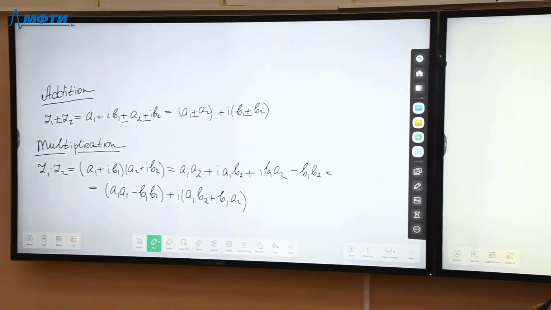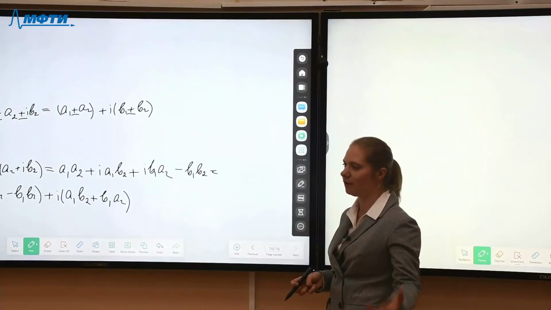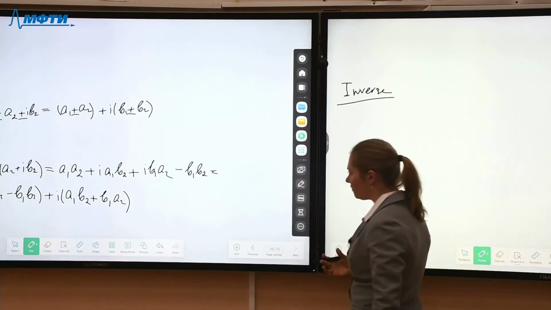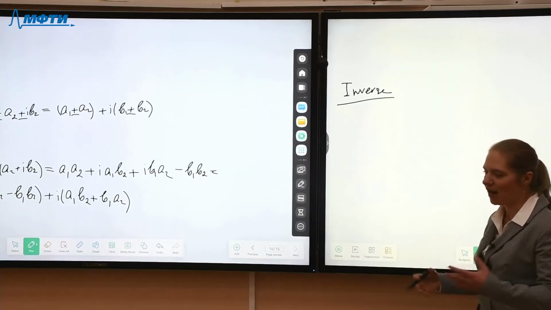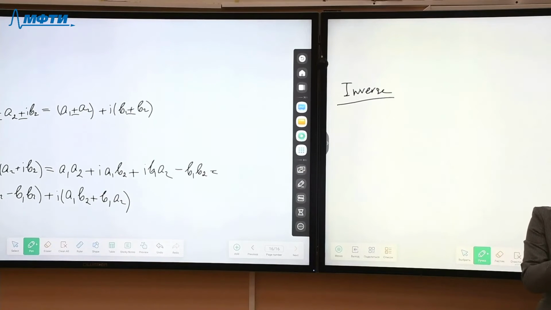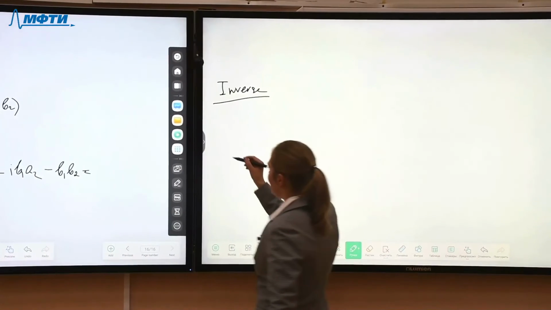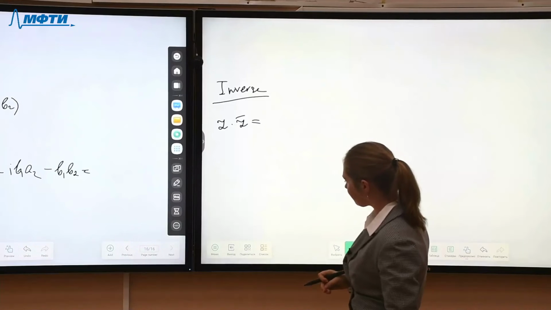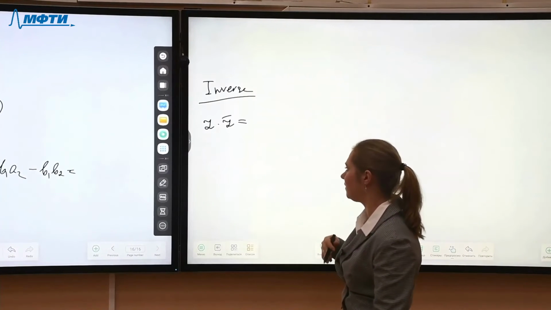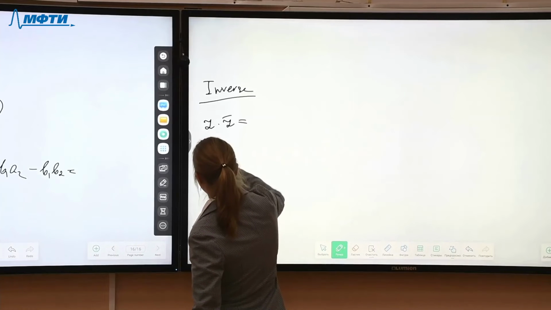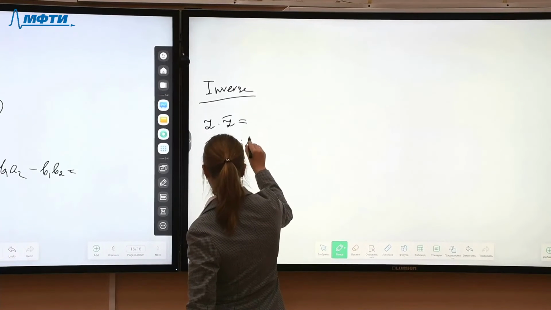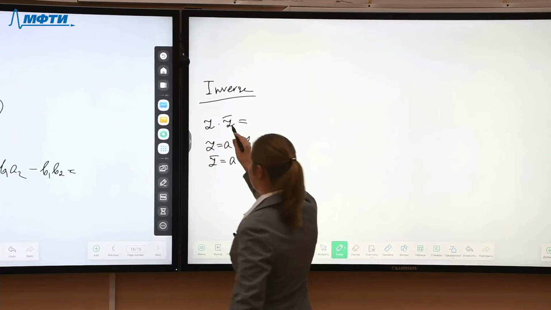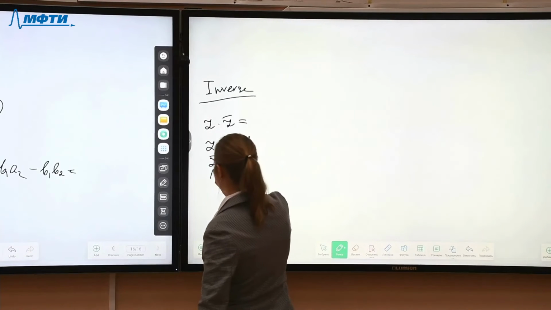Then the next operation: we can find the inverse of a complex number. So if we have z, we need to find such z prime, or z to the minus 1, such that z times z^-1 is 1. First of all, let's consider this thing. This z with a line is the so-called conjugate. If z is a plus ib, then z line, or conjugate, is a minus ib. So we use this definition to show that this is the conjugate of z.